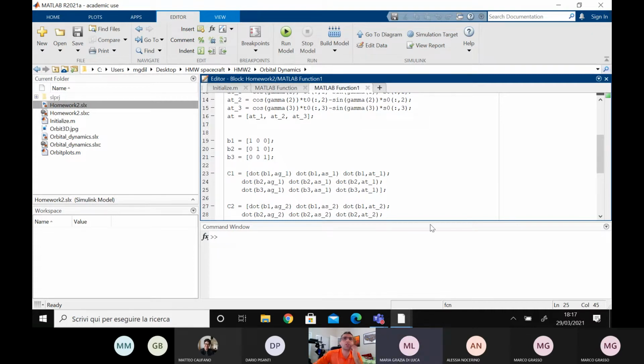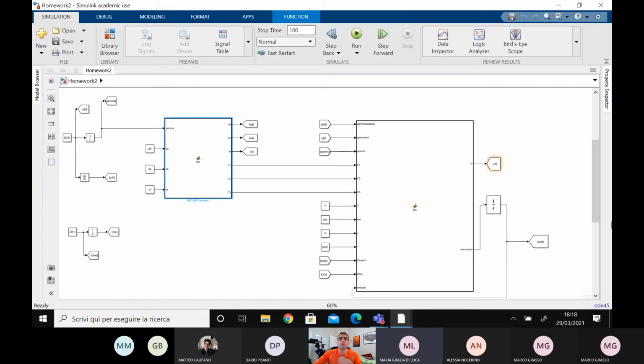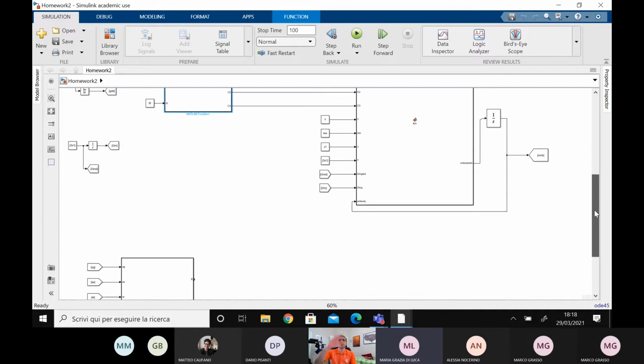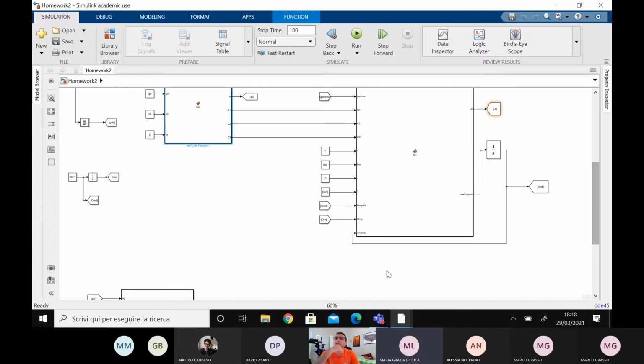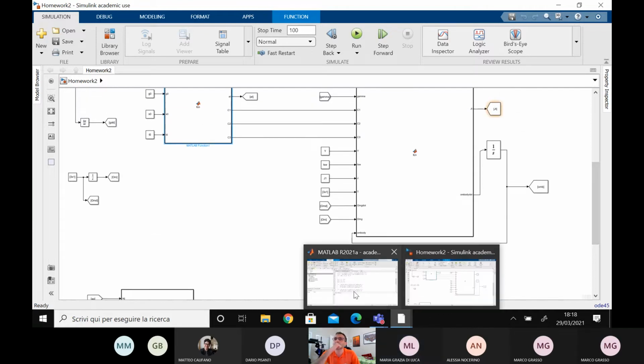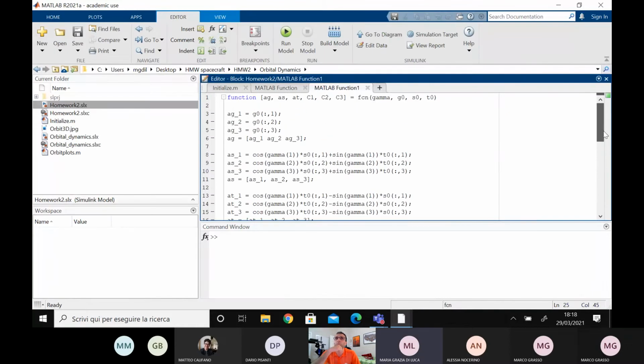AG is constant in the body axes, right? Yes, AG is constant. Can you go up? I should run this? No, up in your code, in the editor. Don't run it. If you can just go up in the script, I want to see the definition of G. Yes, scroll up.